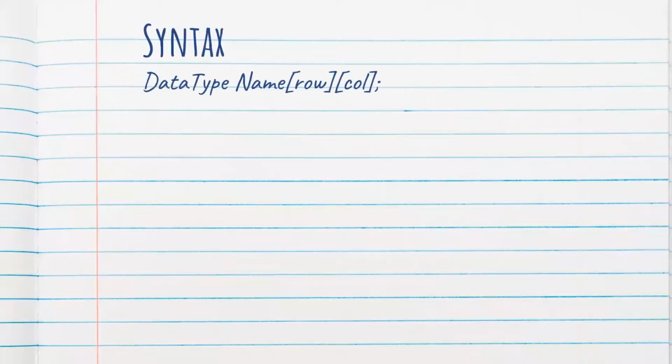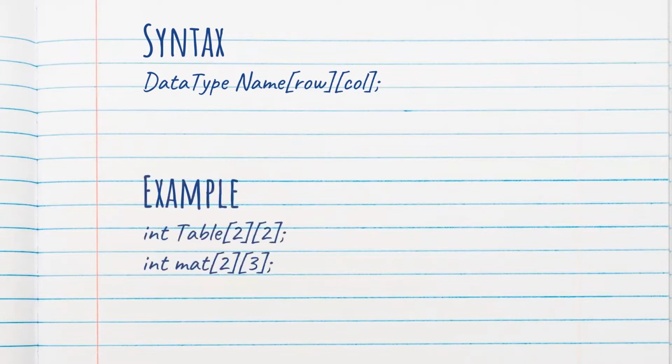What's the syntax of the 2D array? We have to see it. First of all, we have to assign the data type, just like we did in the 1D array. Then we have to assign a name, and after that we have to specify the number of rows and number of columns. So here are 2 examples. In the first example, we have created a 2D array which contains 2 rows and 2 columns, and in the second example we have created a 2D array which contains 2 rows and 3 columns.